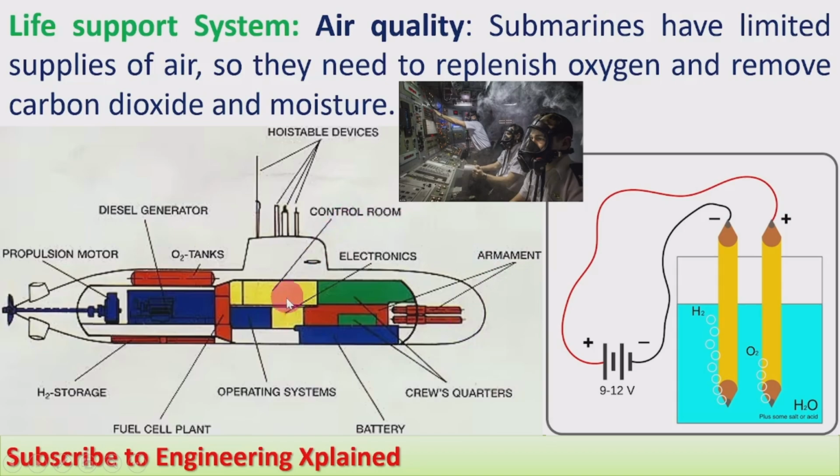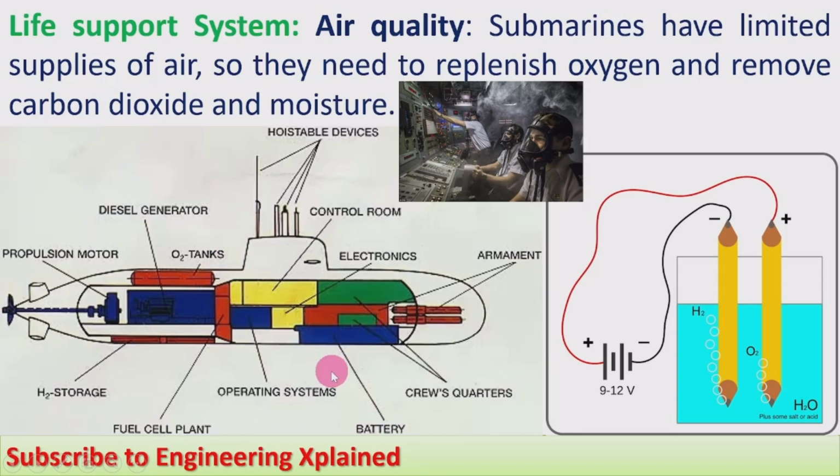And the control room, where the submarine is controlled, and there is a diesel generator which generates electricity. And here are the hostable devices, usually on the top part of the submarine. And here the main thing we want to take is the life support system. Life support system means oxygen.